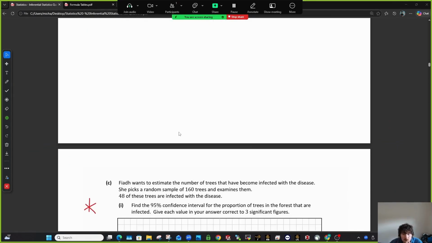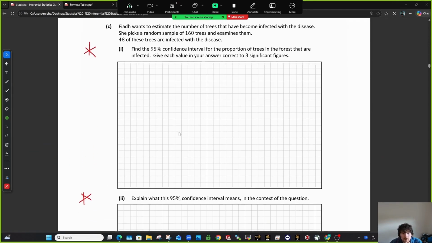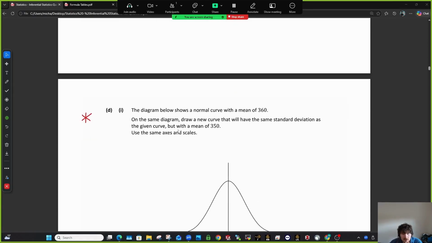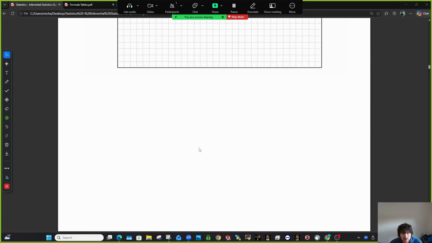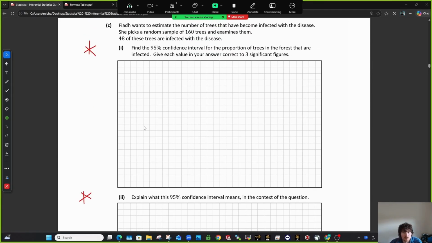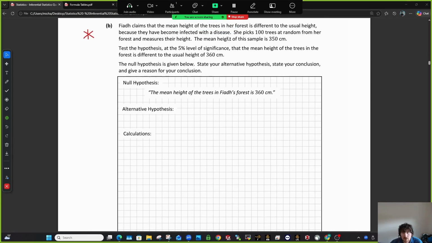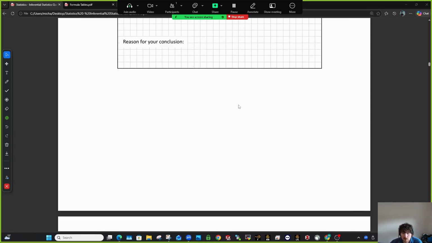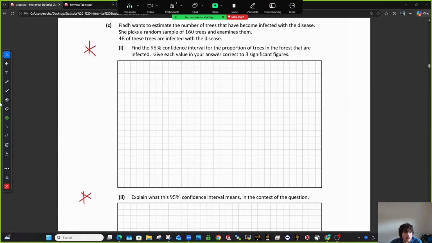Okay, so there we go. So there's another 2 parts to this here, and I think that's, oh, there's even another part. There's a very long question here with Fia and the trees. So Fia wants to estimate the number of trees that have become infected with the disease. So there's some disease that was mentioned up here that was making the trees smaller. We didn't read that out, but that's obviously stated there for anyone who paused it and gave it a go.